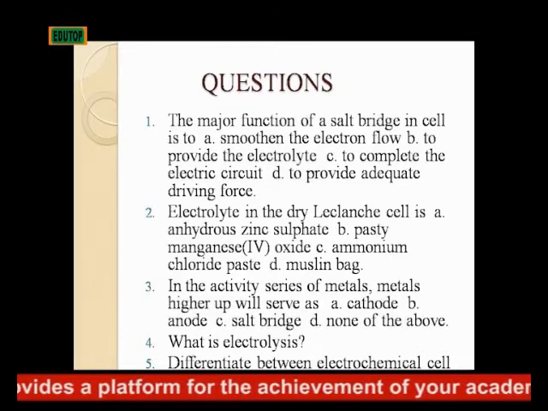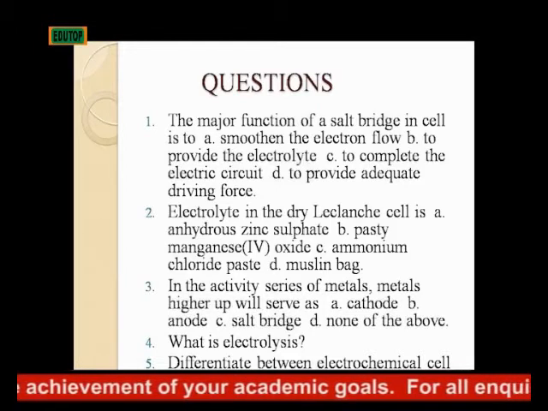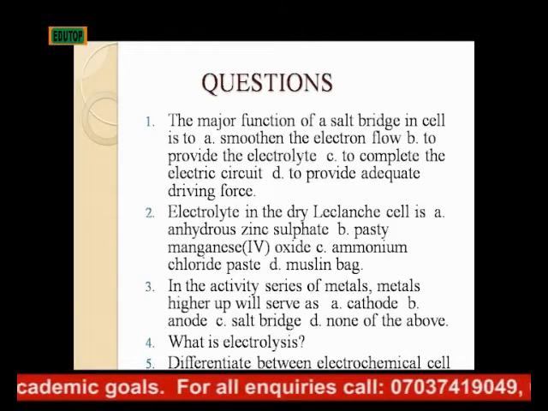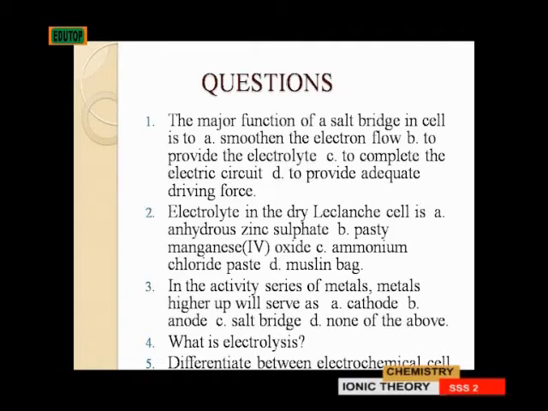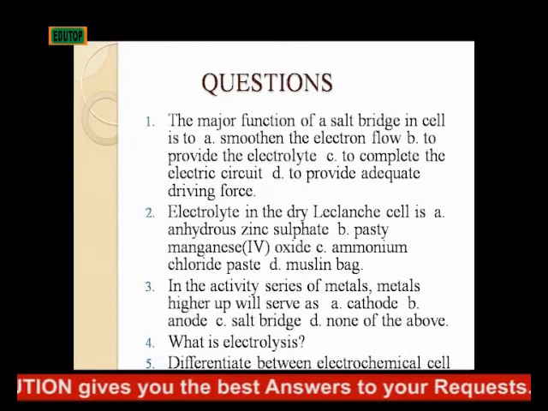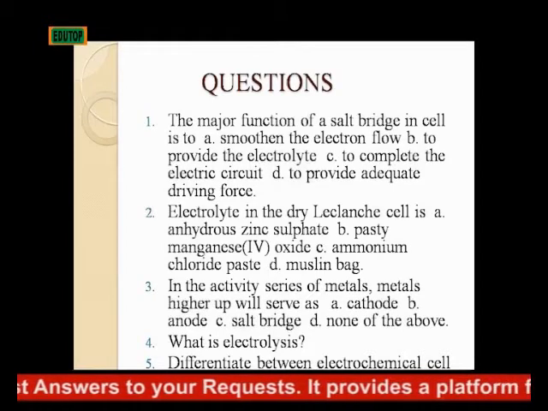2. Electrolyte in dry Leclanche cell is A. Anhydrous zinc sulfate, B. Pasty manganese IV oxide, C. Ammonium chloride paste, D. Muslin bag. 3. In the activity series of metals, metals higher up will serve as A. Cathode, B. Anode, C. Salt bridge, D. None of the above. 4. What is electrolysis? 5. Differentiate between electrochemical cell and electrolytic cell.